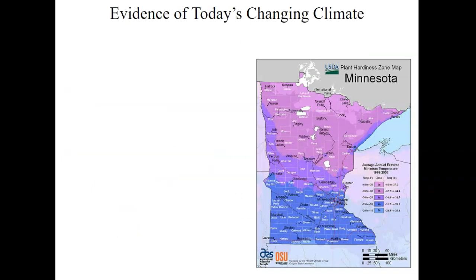Continued evidence of today's changing climate. Minnesota. This is a hardiness zone map, and what it reveals by these colored shadings is the duration of growing season, where looking at the lowest temperature that area gets on average. And what it allows growers, farmers, gardeners to do is know where in the states can they grow certain plants.